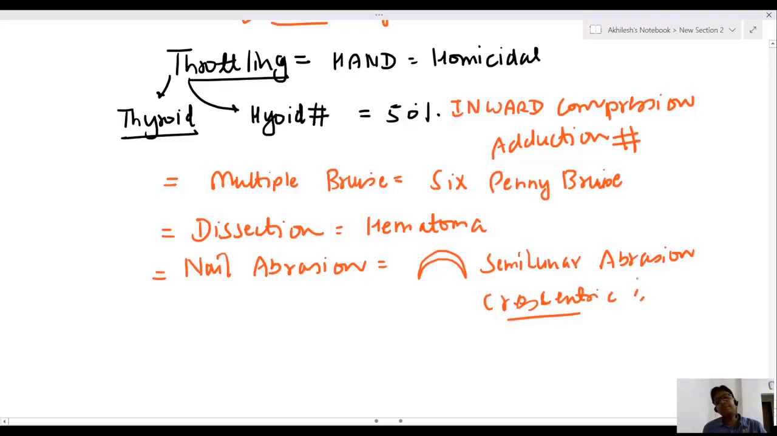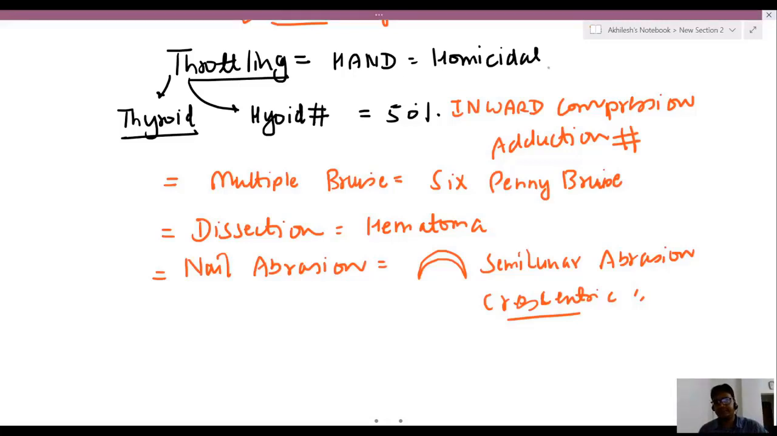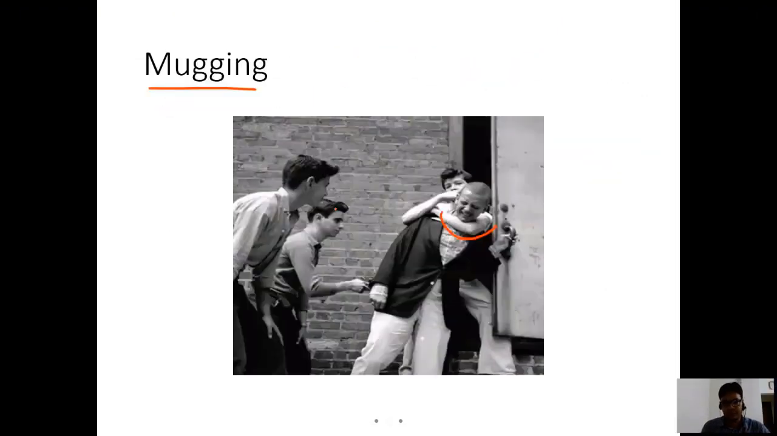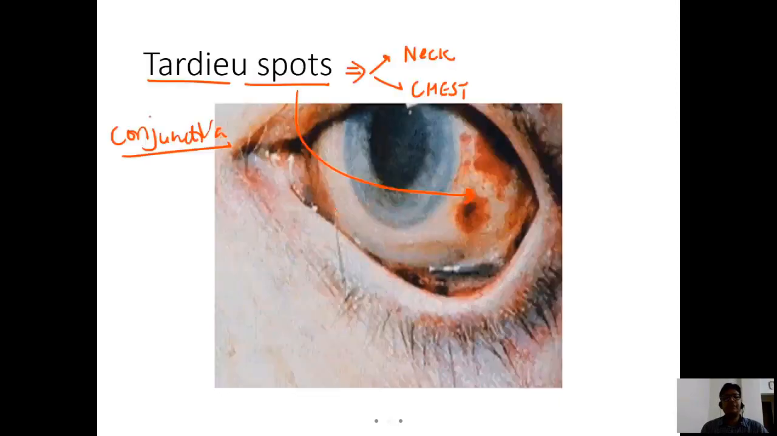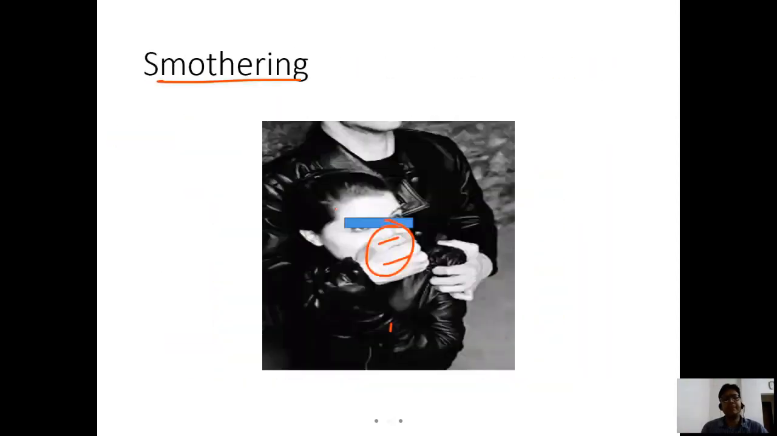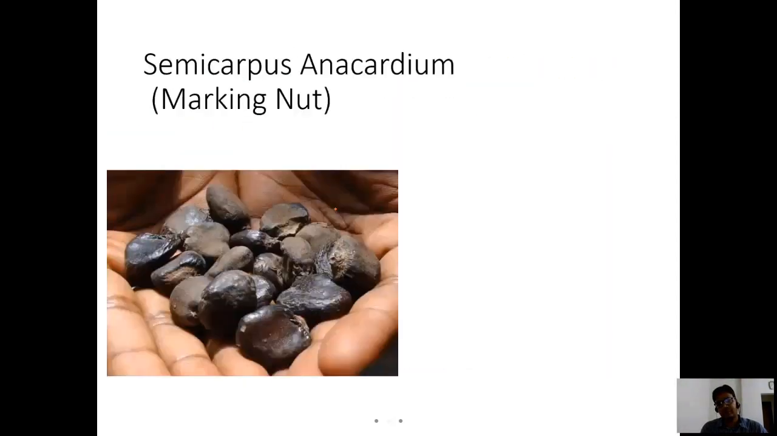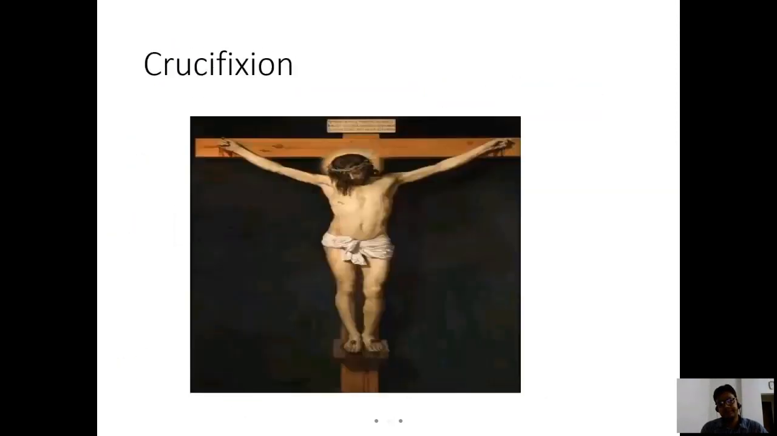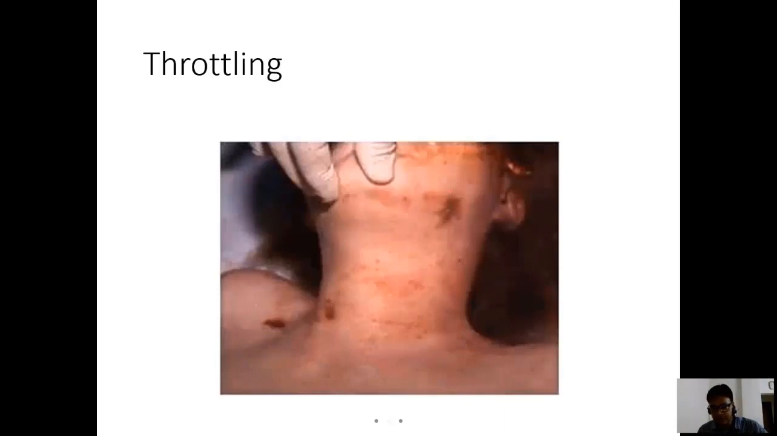Doctor, listen, sometimes what type of question you get: I am giving the first picture to you. If you get this kind of picture with multiple bruises on the neck, you can see this bruise, this bruise, this bruise. There is no fixed ligature mark. These are six penny bruises. When you dissect, you can find hematoma.